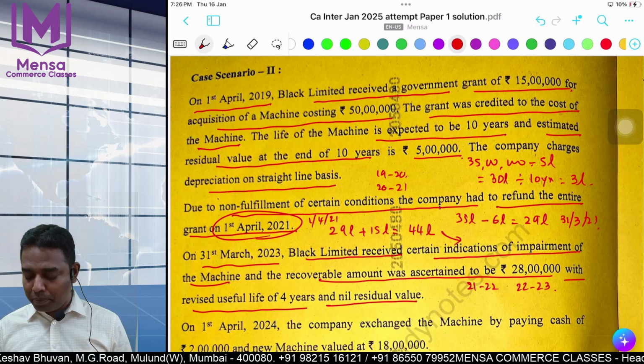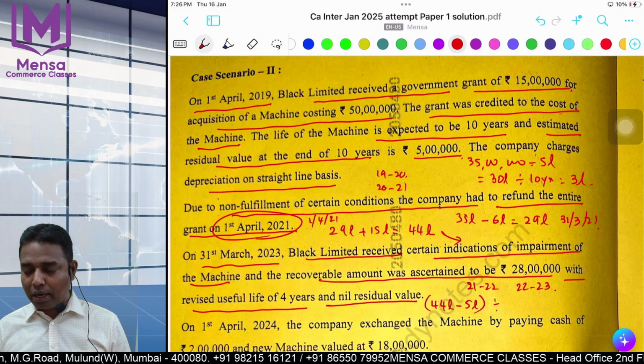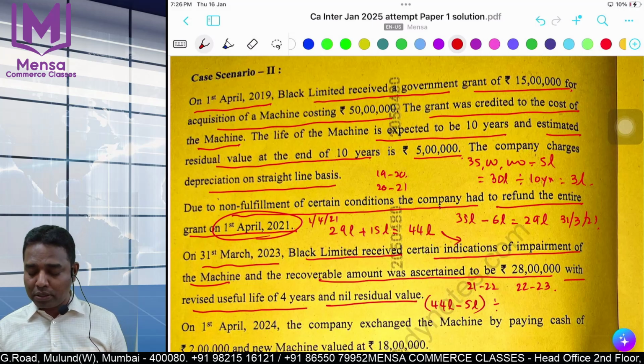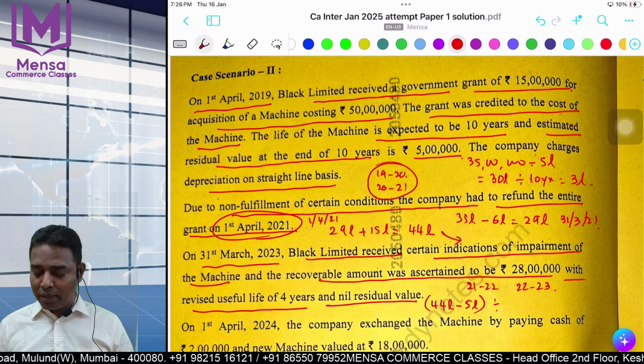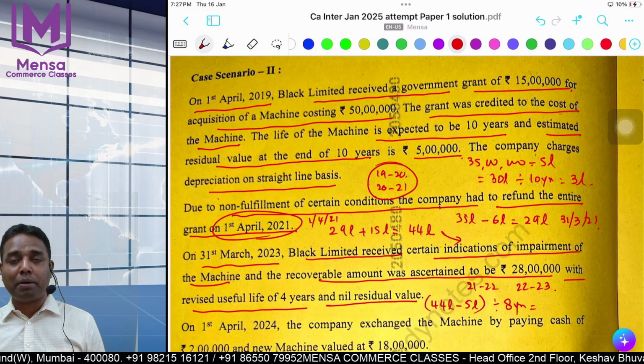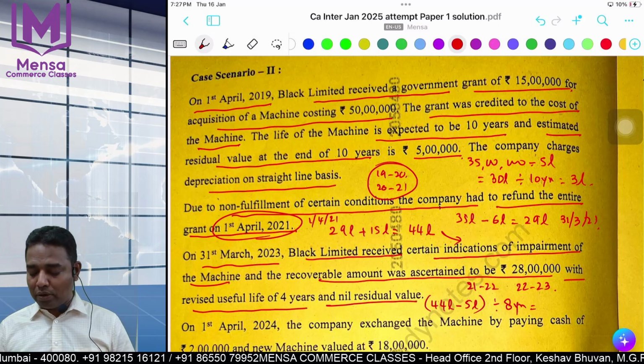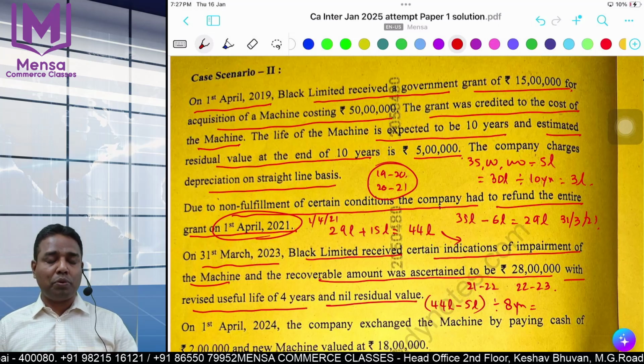So now we will have to calculate depreciation for the year 21-22 and 22-23. How will I calculate the depreciation? 44 lakh minus 5 lakhs residual value, divided by how many years pending? Out of 10 years, 2-year depreciation is already provided. So 8 years left. So 39 lakh divided by 8 years. If you do 39 lakh divided by 8 years, that will get you the depreciation.